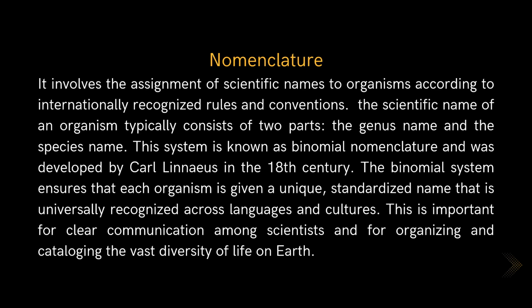Nomenclature involves the assignment of scientific names to organisms according to internationally recognized rules and conventions. The scientific name of an organism typically consists of two parts, which we will be discussing later in this video. So this two-part system is basically known as binomial nomenclature, and it was developed by Carl Linnaeus in the 18th century. Binomial nomenclature ensures that each organism is given a unique standardized name that is universally recognized across languages and cultures. This is important for clear communication among scientists and for organizing and cataloging the vast diversity of life on Earth.